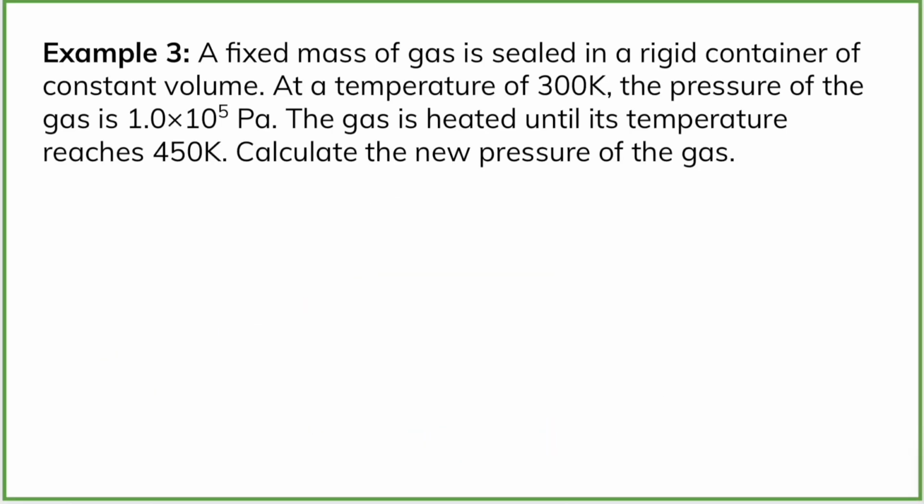So here we have a fixed mass of gas in a rigid container. So that's the clue there. Rigid container means the volume's not going to change. It's at a temperature of 300 Kelvin, and the pressure is 1 times 10 to the 5. The gas is heated until the temperature reaches 450.